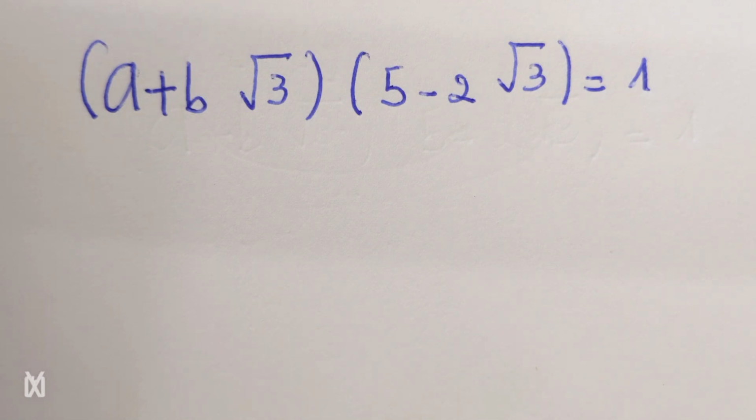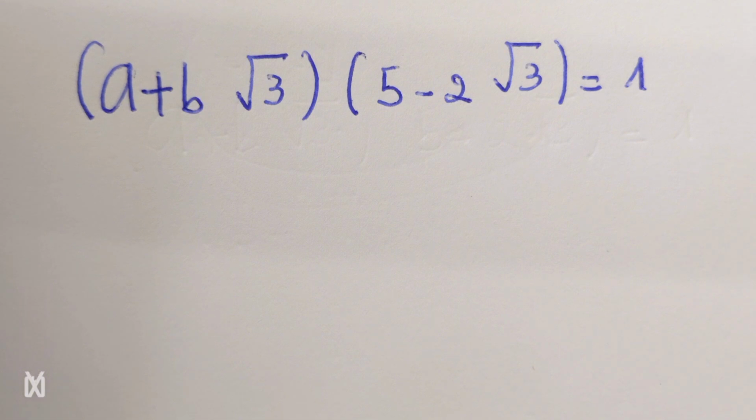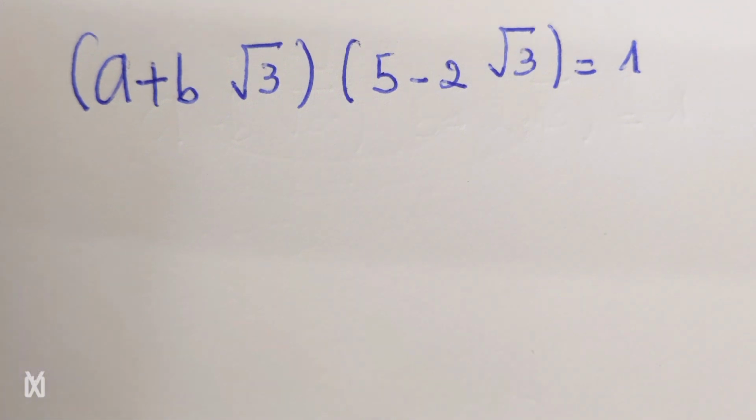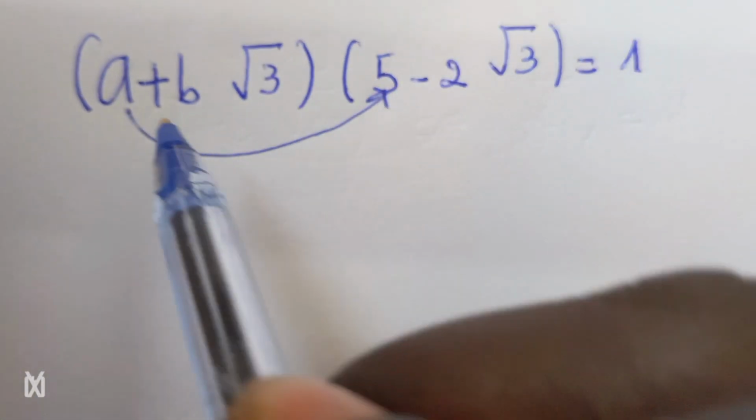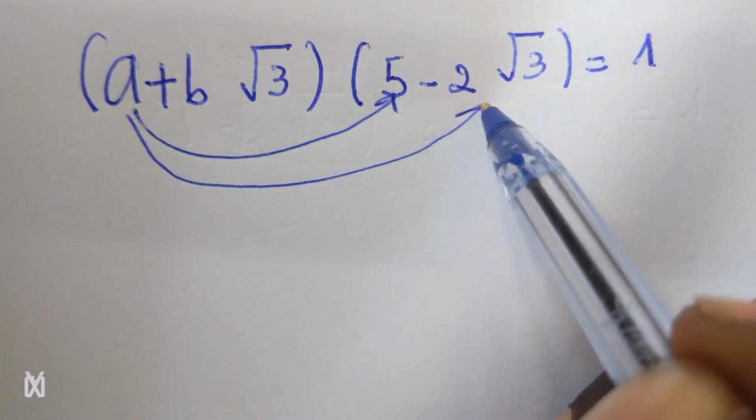So we have a question: open bracket a plus b square root of 3 close bracket times open bracket 5 minus 2 square root of 3 close bracket is equal to 1. Now the first thing that we're going to do is to multiply. This a is going to multiply here and then multiply here again.